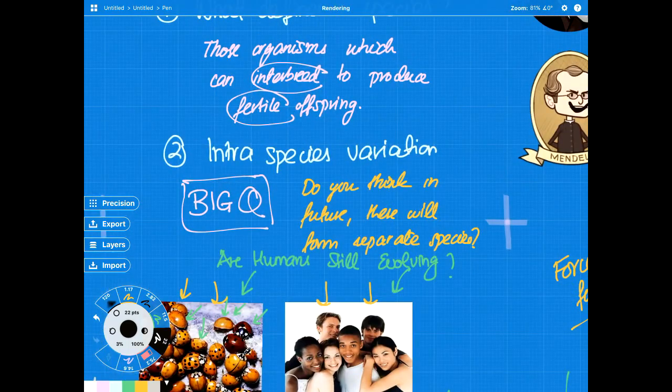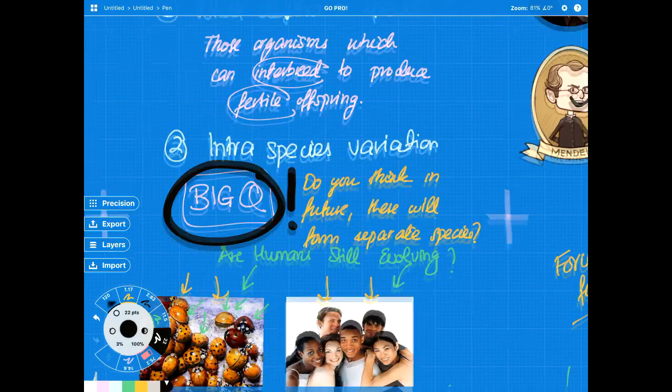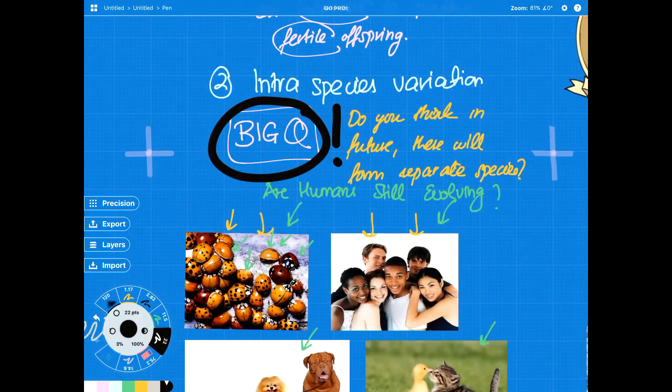Now let us return to our big question. Are humans still evolving? The answer is yes. We, and in fact every other organism in this universe, are still evolving. In fact, these little variations and differences we see from each other are being selected and may produce new species after thousands of generations. Yes, of course, you have to wait.